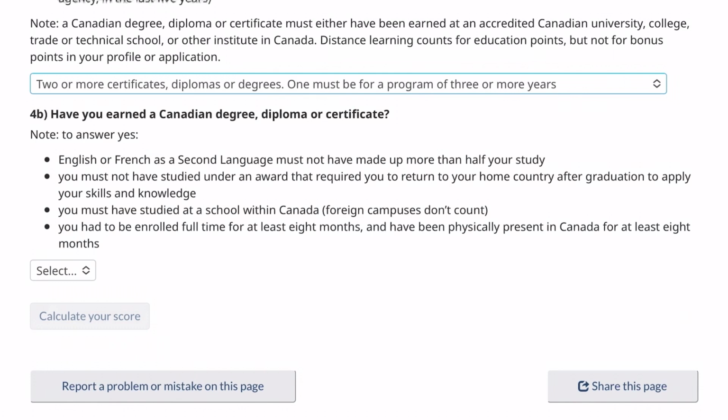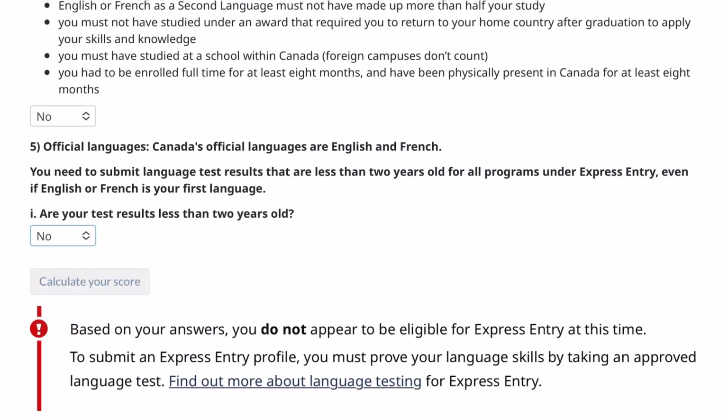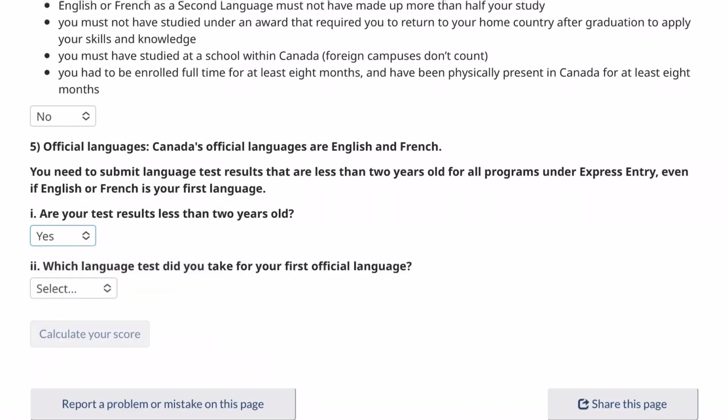Have you earned a Canadian degree or diploma? Not very tough. I didn't have any, so no. Language test. Is your test less than 2 years old? Your test should be current. In most cases it's not more than 2 years old. Are your tests less than 2 years old? Yes, it's a fresh test.